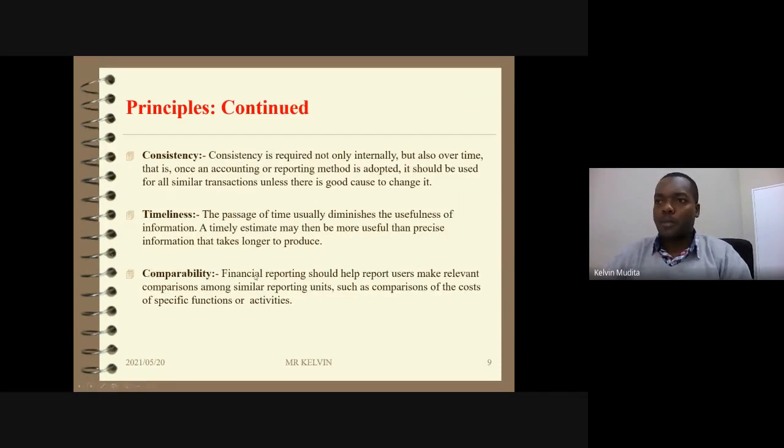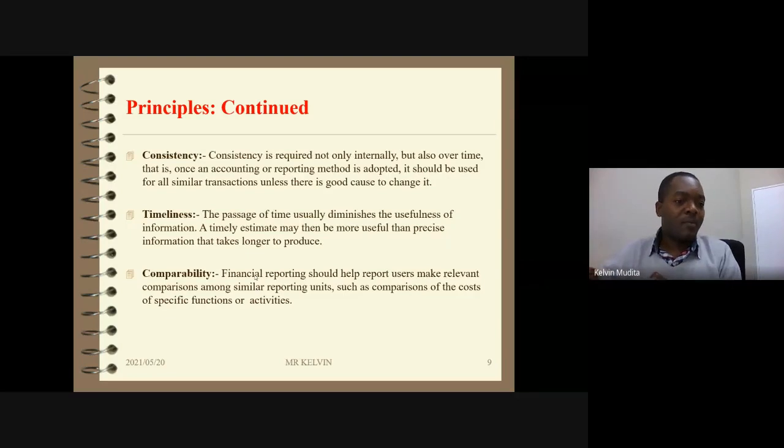Okay, let's move to the fifth principle, that is consistent. By consistent, we mean that your current report, in terms of formatting and all the aspects, should not be different from the previous reports. That is why many companies have templates so that they ensure that there is consistency. So the form of reporting should be consistent.